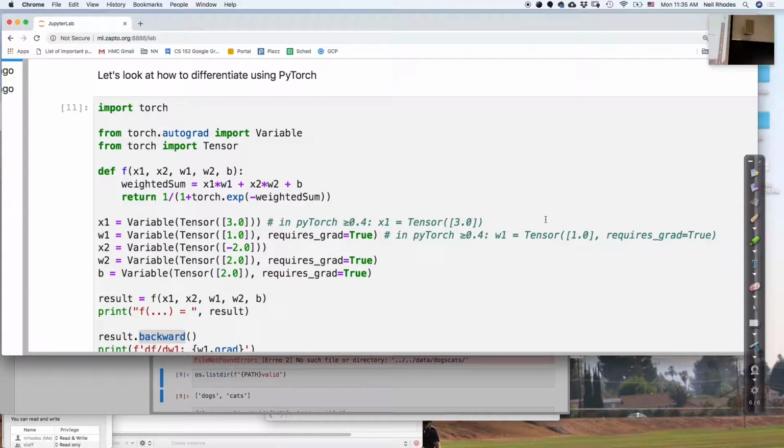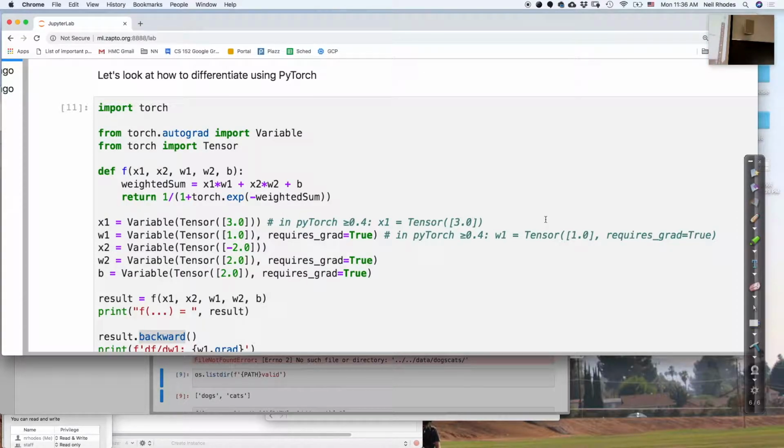We're wrapping it with the word variable because we're using PyTorch 0.3. If we weren't, we would just say it's a tensor. W1 we want a gradient for. So we take our created tensor, wrap it with a variable, and add that we want a gradient. In PyTorch 0.4, you would just add requires_grad to the tensor constructor. And we do the same thing for x2, w2, and v.